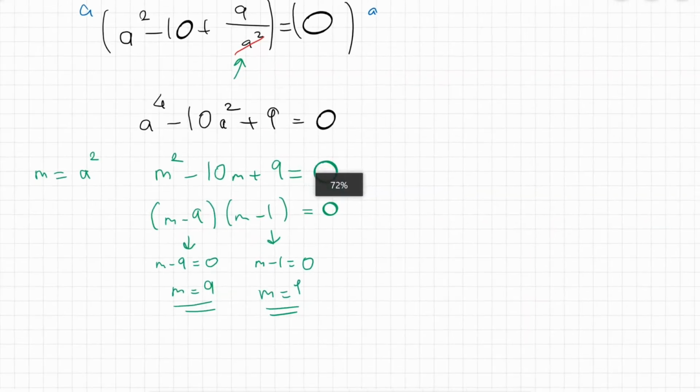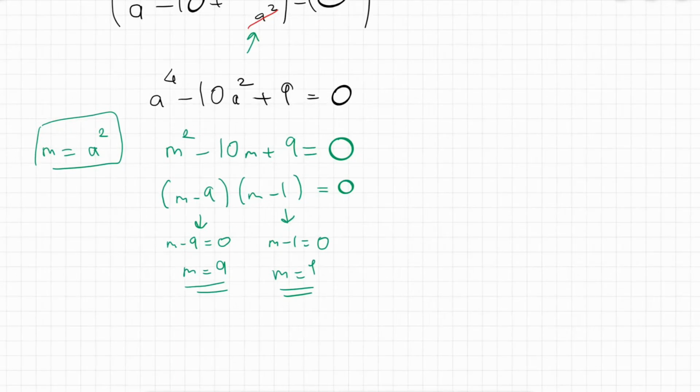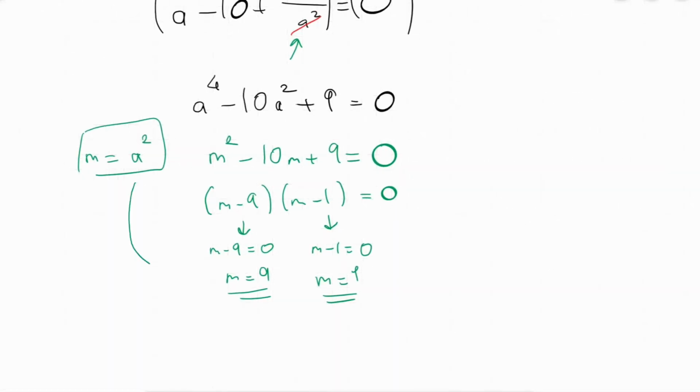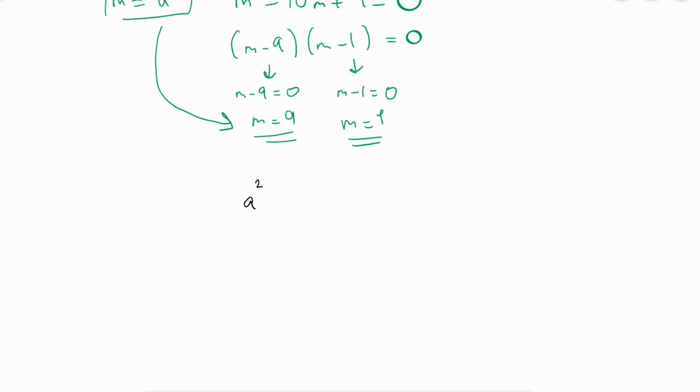But we don't want to find m. That was just a way to find what a is. I want a. So I'm going to replace m with whatever I came up with over here in order to find a. a squared being equal to 9, and I'm going to square root both sides. So then I'm going to have a equals root 9, which is a equaling plus or minus 3. So I came out with 2 solutions.